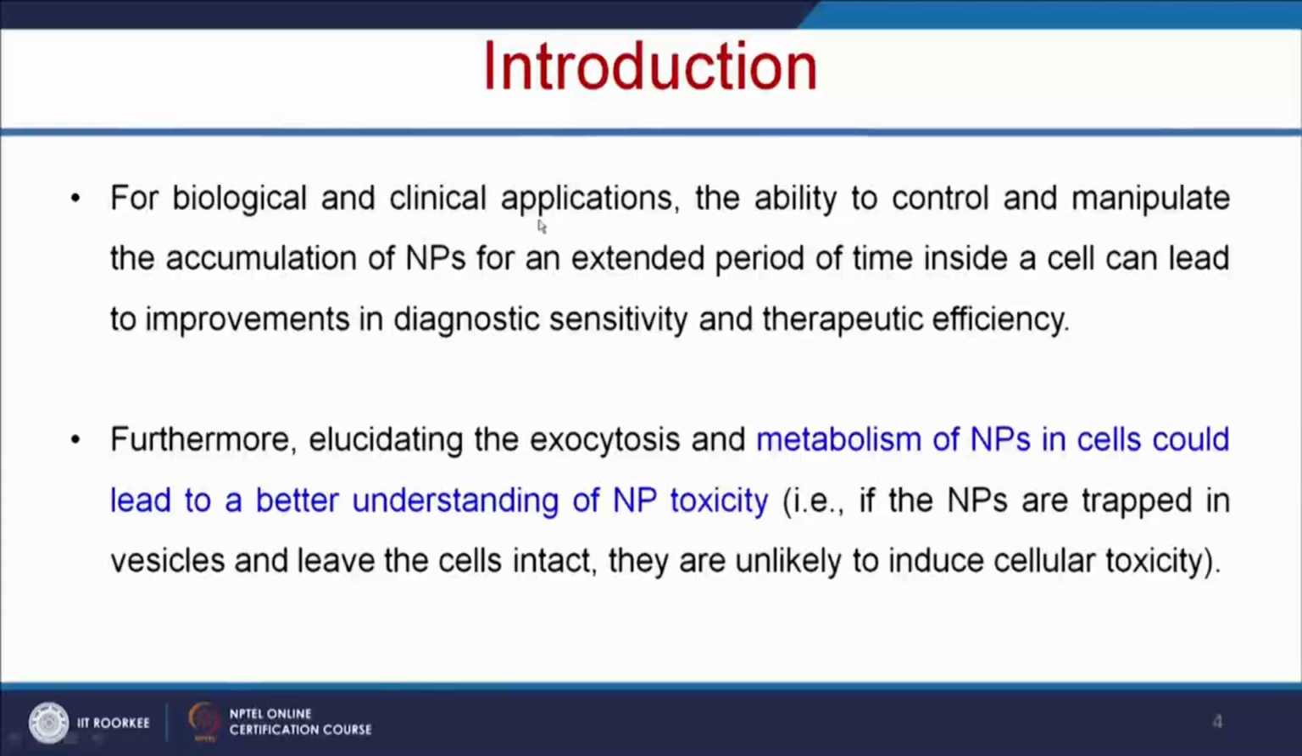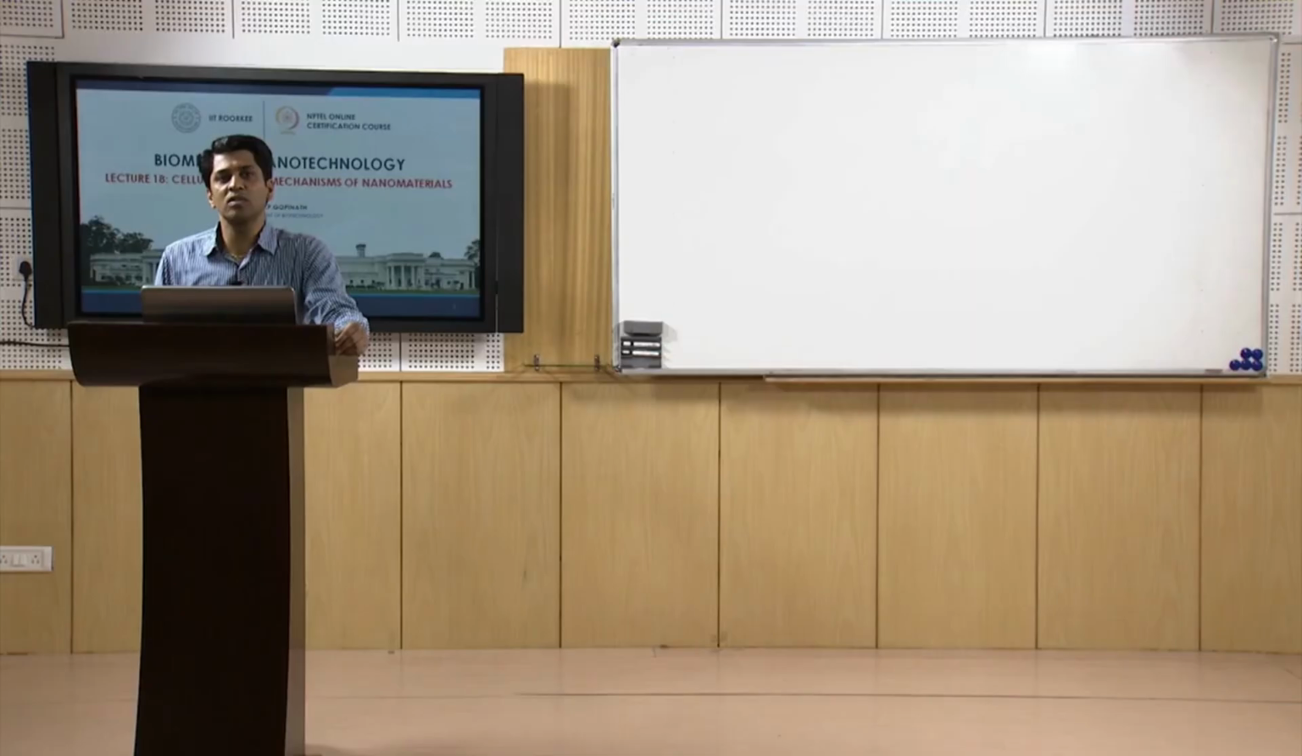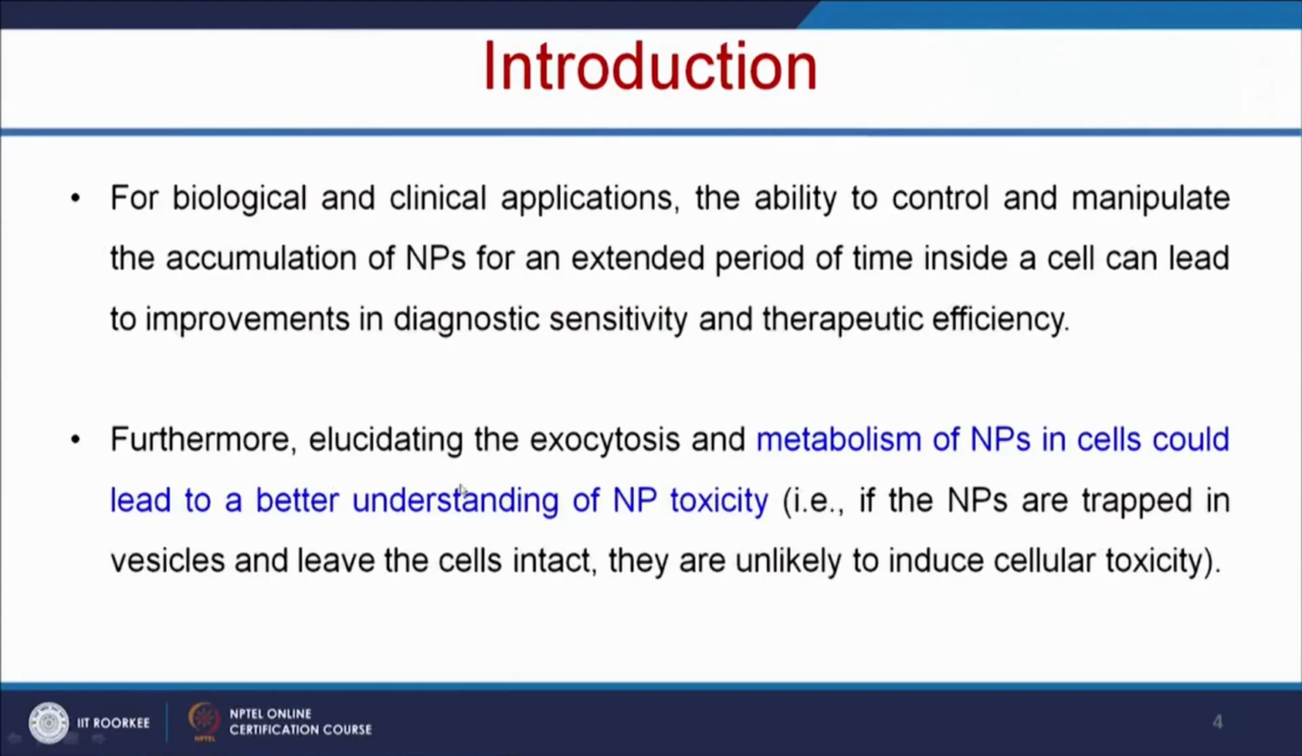For biological and clinical application, the ability to control and manipulate the accumulation of nanoparticles for an extended period of time inside the cell can lead to improvements in diagnostic sensitivity and therapeutic efficiency. For example, if you are making a nanomaterial for diagnostic applications, it should enter the particular cancer cell and stay for more time, so that we can get more signal and detect the cancer in the early stage. Also, illustrating the exocytosis mechanism and metabolism of nanoparticles in the cells could lead to a better understanding of nanoparticle toxicity.